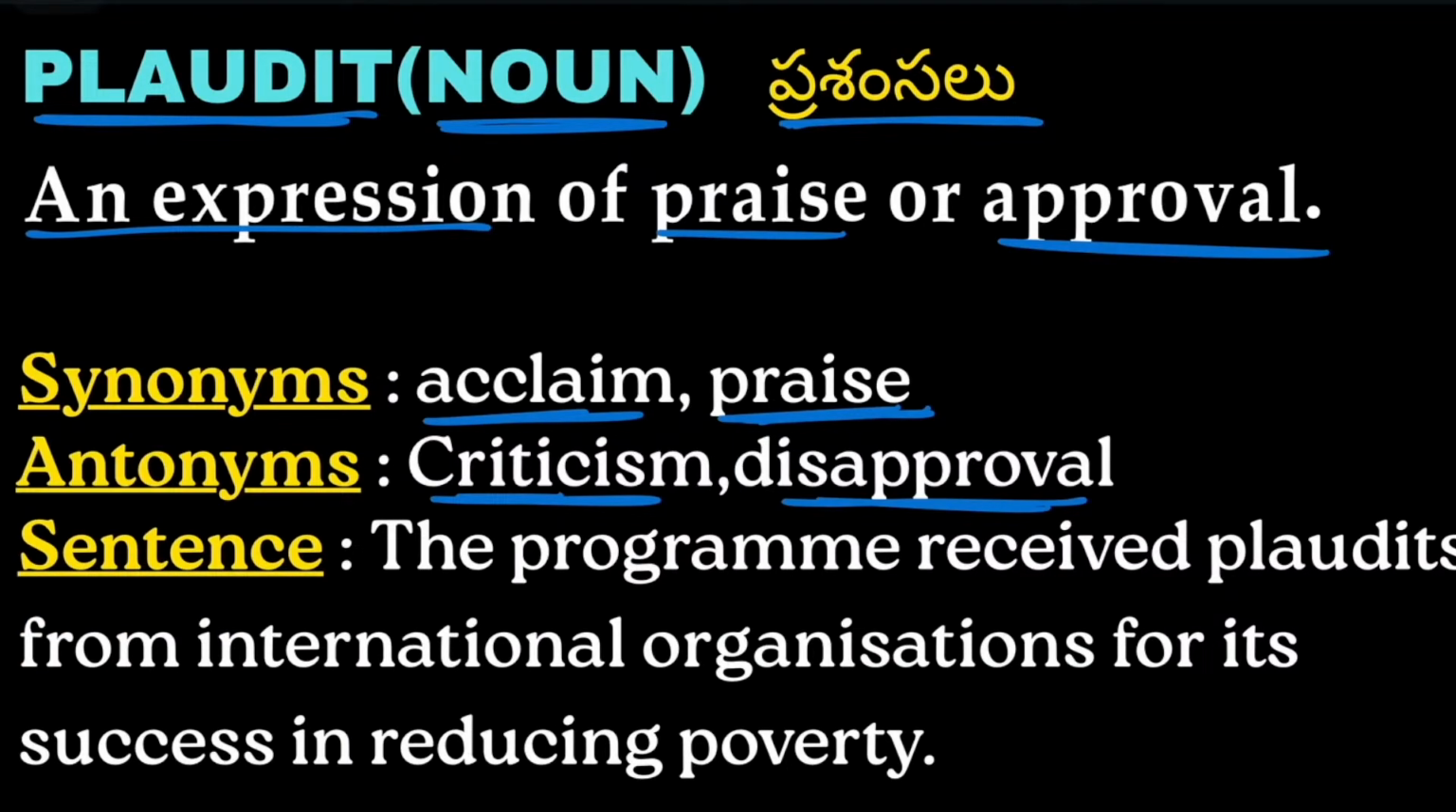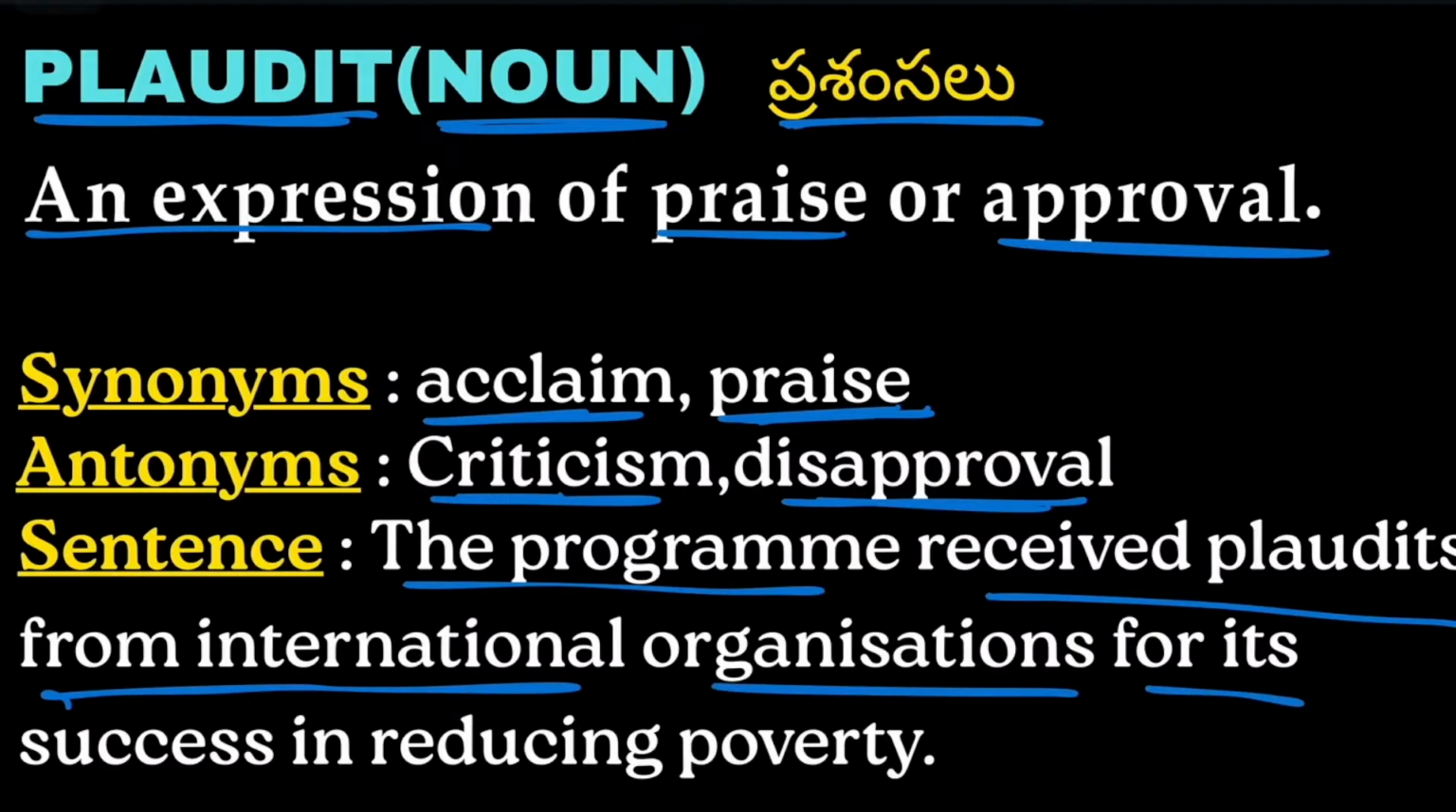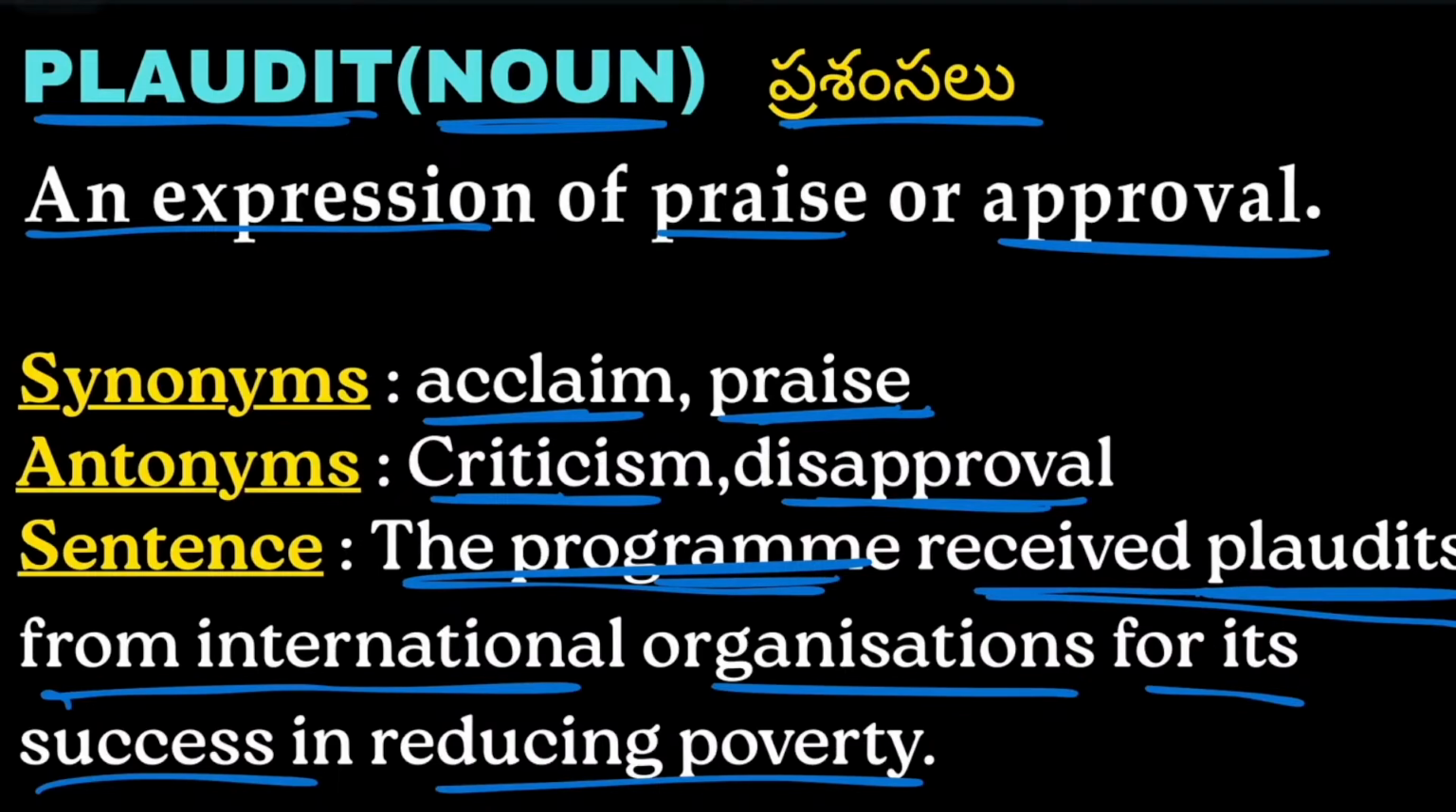Then the example sentence we have: the program received plaudits from international organizations for its success in reducing poverty. So a program was conducted and it has received plaudits. It has received praise from international organizations because it succeeded in reducing poverty. So the program has successfully reduced the poverty, and it got praise all across the world.